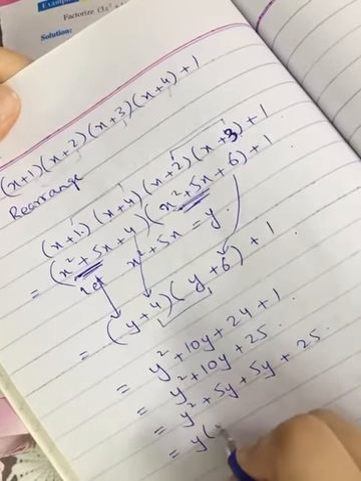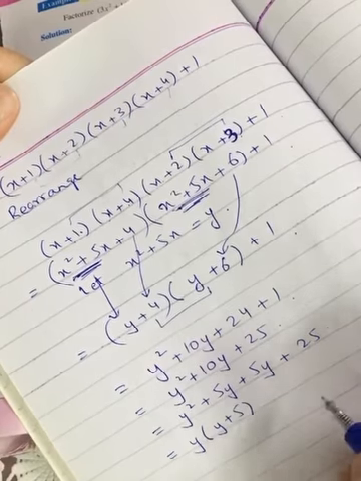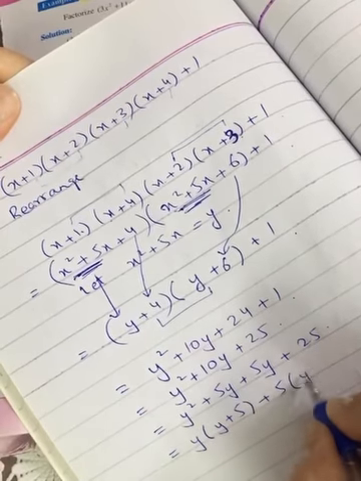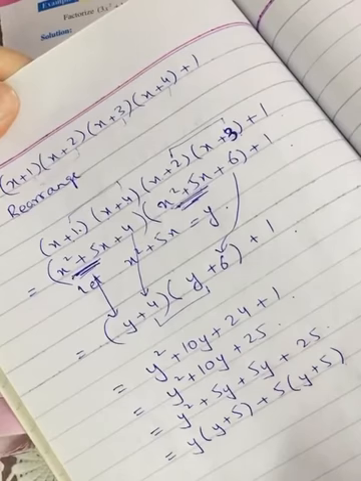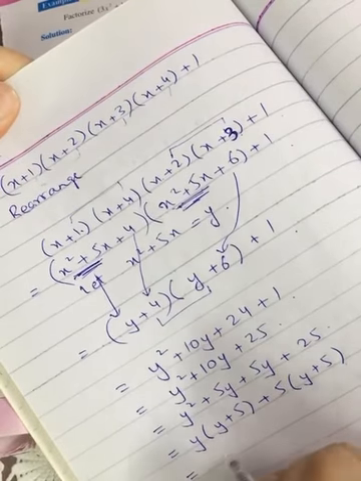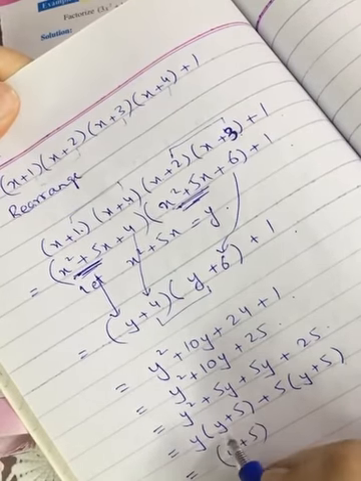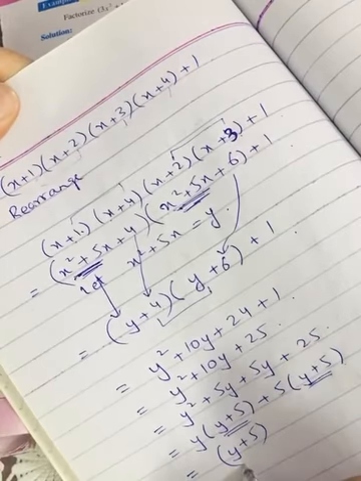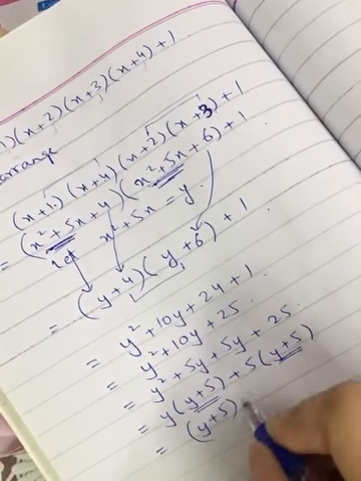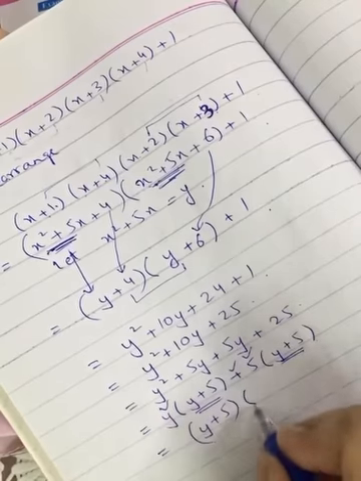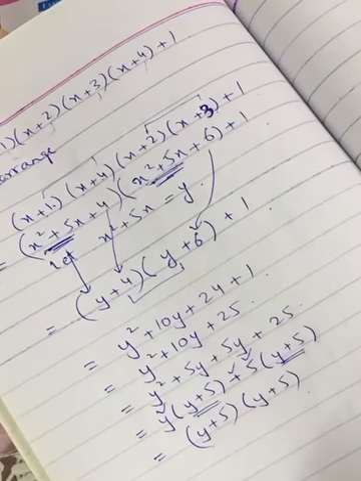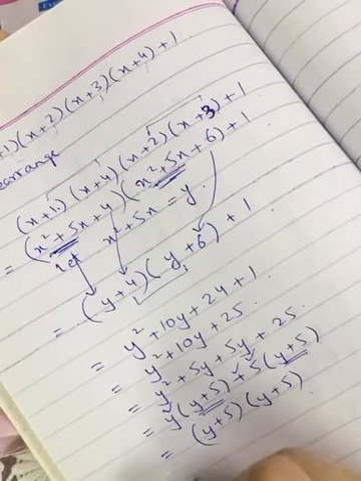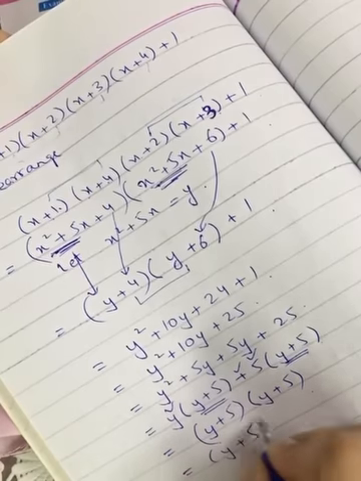Y is taken common, y plus 5 is inside the bracket, then plus 5, y plus 5 is in the bracket. Then I will say y plus 5 is common. This y plus 5 is common, so it is taken once out of the bracket, and then what is left? Y plus 5 is left. Or I can say that it is (y + 5) whole square.